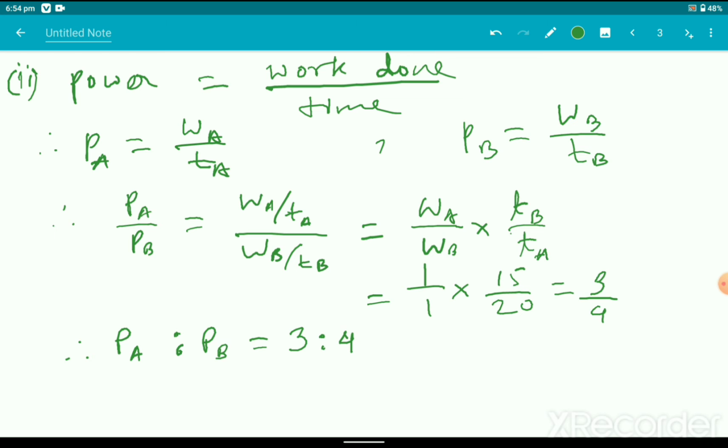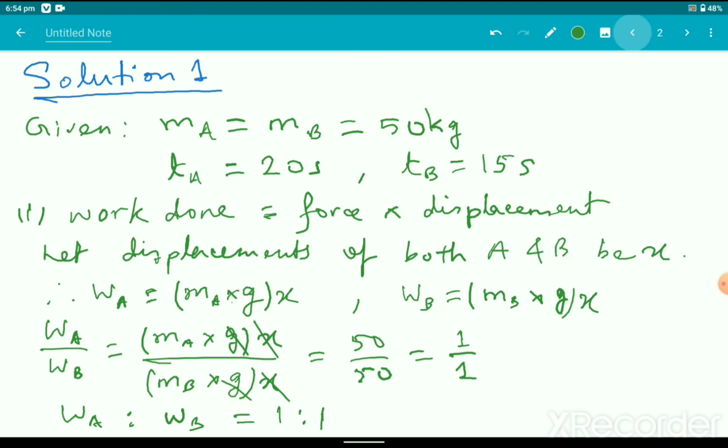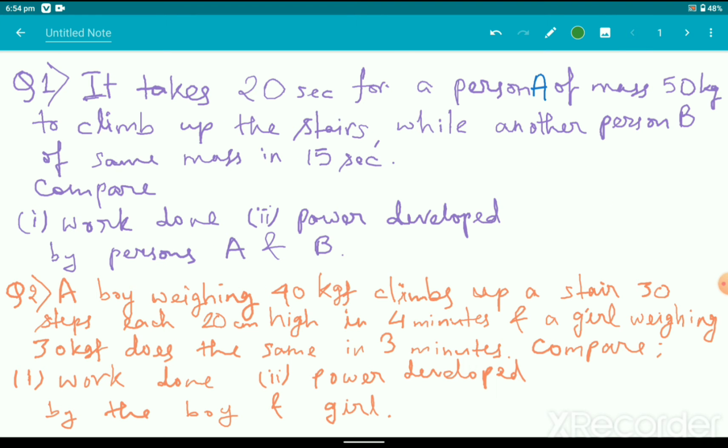Fine. So I think the solution is clear to all of you. Okay, so this is the solution of the first problem. Now let us come to the second problem. First let us read out what the second problem says.